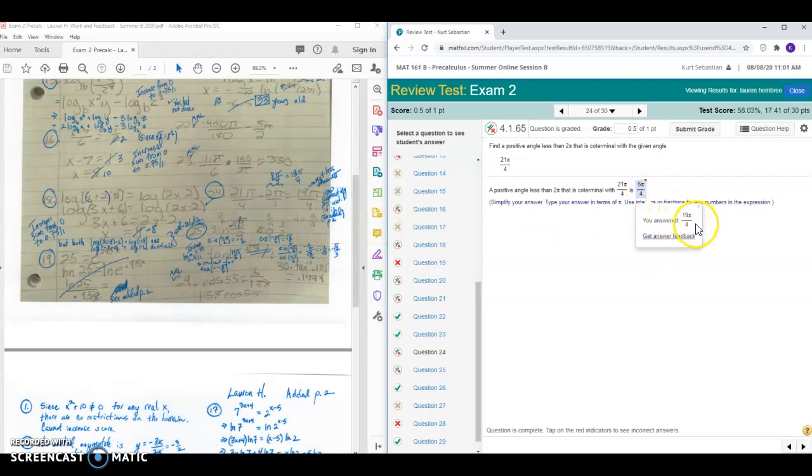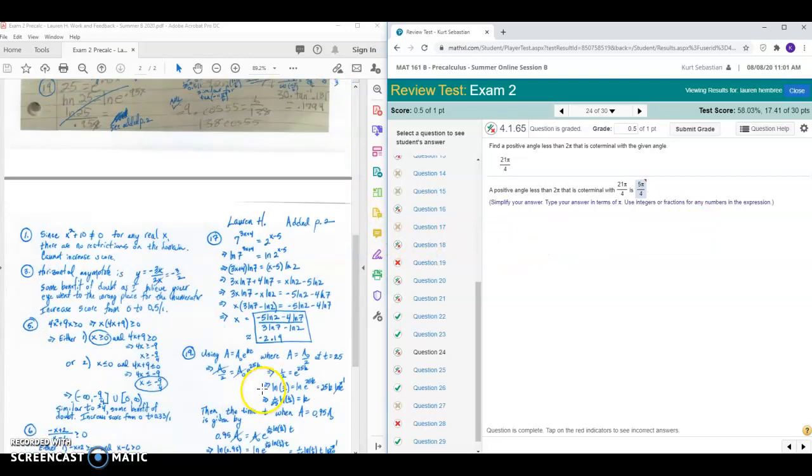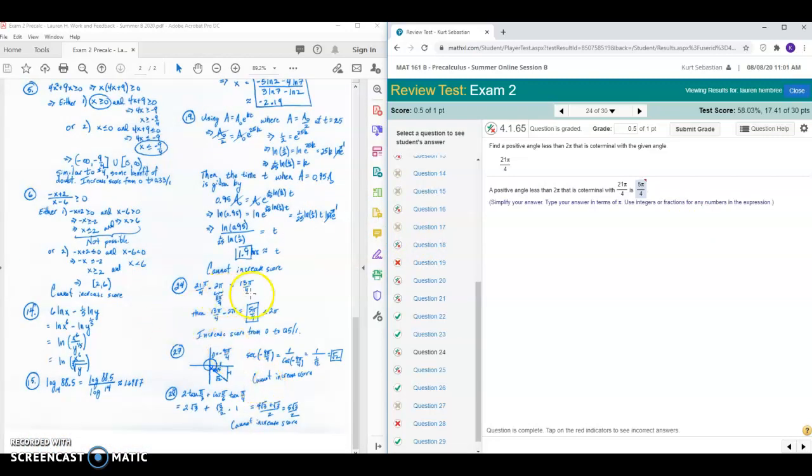But that's not less than 2 pi anyway. You would need to keep going. So for you, you just need to keep going one more time. 13 pi over 4 is not less than 2 pi, but if I subtract another 2 pi, now it's less than 2 pi. So these are coterminal angles, and 5 pi over 4 is the right answer. Still, I increased your score from 0 to 0.5 because I did see that you knew to subtract 2 pi.